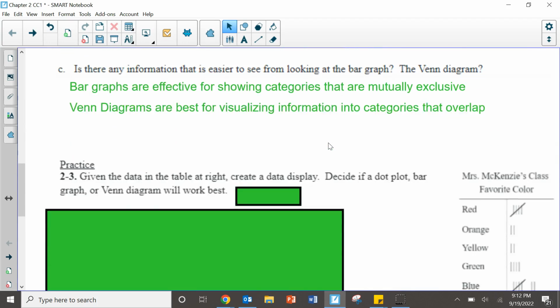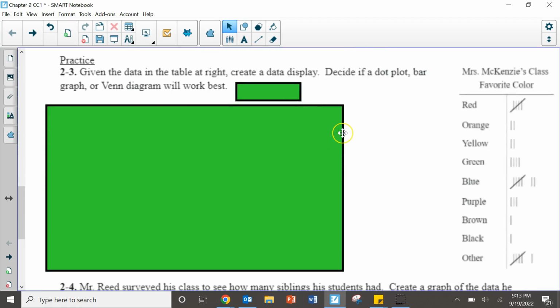Okay, so if you feel good with the front side, you're going to go ahead and flip. And we're just going to look at some data, and then knowing what we just talked about on the front side, what kind of display would work best for these types of data? So it says, given the data in the table at right, create a data display. Decide if a dot plot, bar graph, or Venn diagram would work best.